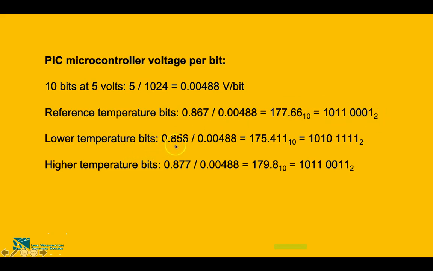The same we will do for the lower temperature. Divide this by the volts per bit and we will get this value, and the bit pattern for this one is here. And then the same for the higher temperature: this voltage divided by volts per bit, and then you get this value, and then converting it, we'll get this bit pattern. So you see all these bit patterns are a little bit different from each other. If you have any confusion, I would say pause the video right now and try to convert these values by yourself and see if the result matches with this one or not.